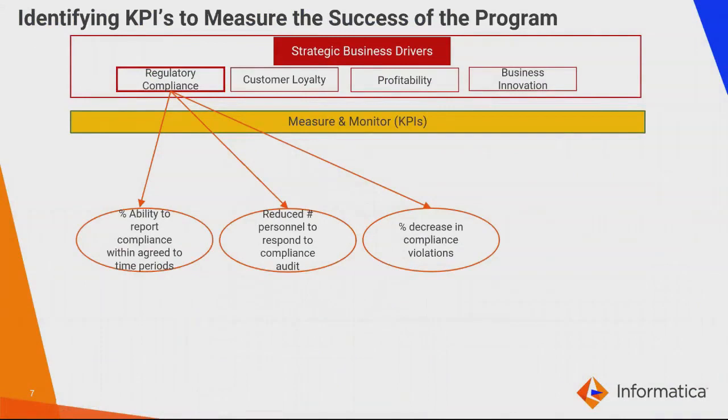Identifying KPIs to measure the success of the program plays a key role in communicating to the sponsors or council members to see the value of the implementation. Here are some examples that can be determined upfront so that it can be measured over a period of time. Regulatory compliance: percentage ability to report compliance within agreed-to time periods, reduced number of personnel to respond to a compliance audit, percentage decrease in compliance violations.